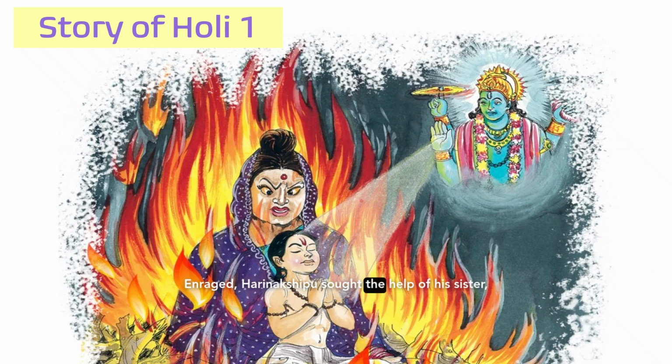Enraged, Hiranyakashipu sought the help of his sister, Holika, who possessed a magical shawl that protected her from fire. Holika tricked Prahlad into sitting with her on a burning pyre, believing that she alone would remain unharmed. However, due to her malicious intentions, the power of the shawl reversed. Holika burned, while Prahlad emerged unharmed, shielded by his unwavering devotion. This event is commemorated on the eve of Holi through the ritual of Holika, where communities gather around bonfires representing the destruction of evil forces and the purification of the spirit.